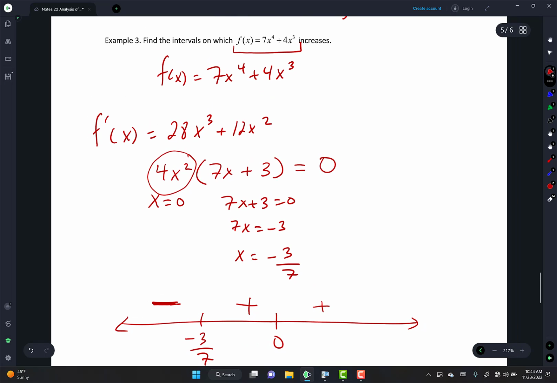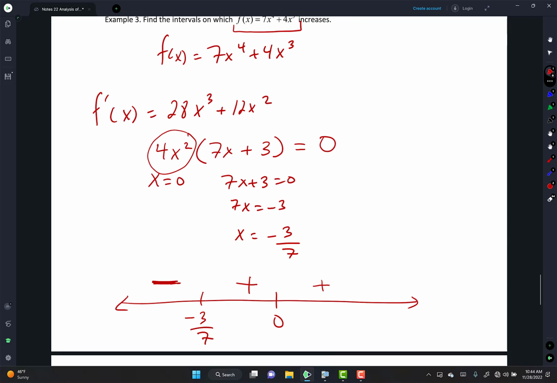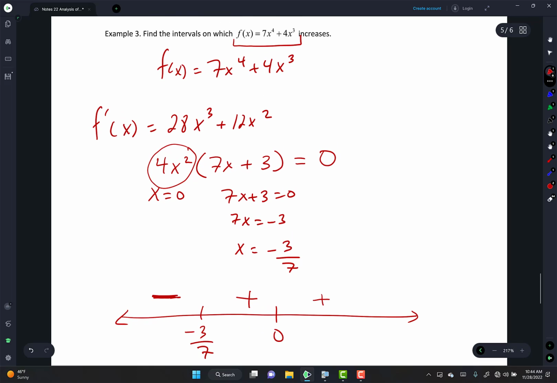Wait, what did you plug in? Between negative 3/7, I plugged in a negative 1/7. Oh, a negative 1/7. I thought you plugged in negative 1. I was like, how did that? So here's where f prime is positive. F prime is positive on negative 3/7, comma, all the way to 0, and 0 all the way to infinity.